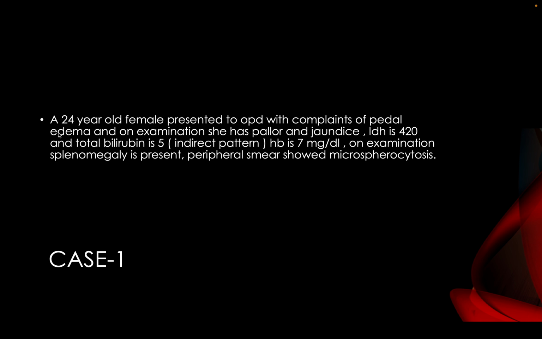So this is a 24-year-old female. She had a complaint of pedal edema and she has jaundice and pallor. So there is definitely an anemia. What is the cause of jaundice? The first time you find jaundice with anemia, you should always look for any hemolytic anemia. Definitely if jaundice is present, that means extravascular hemolysis is occurring.